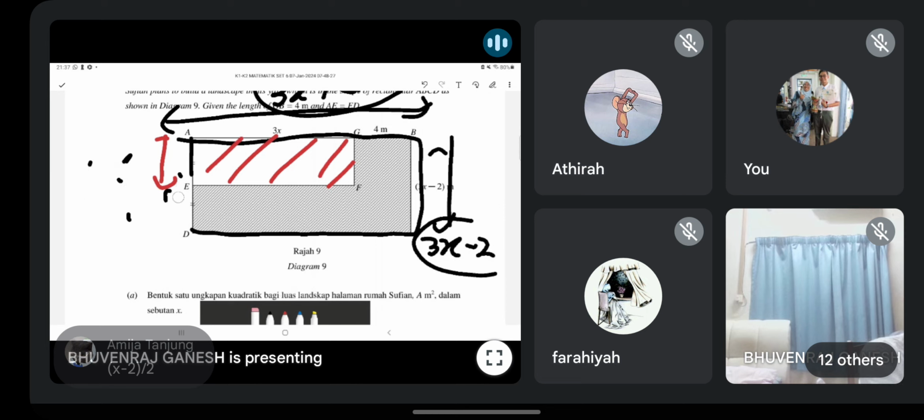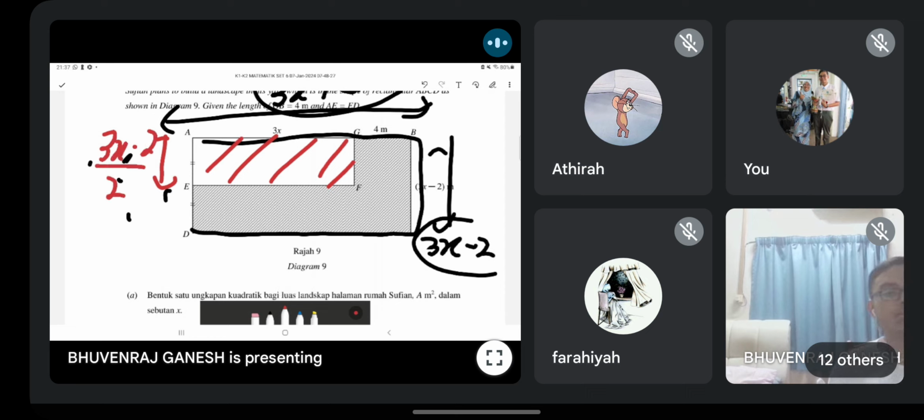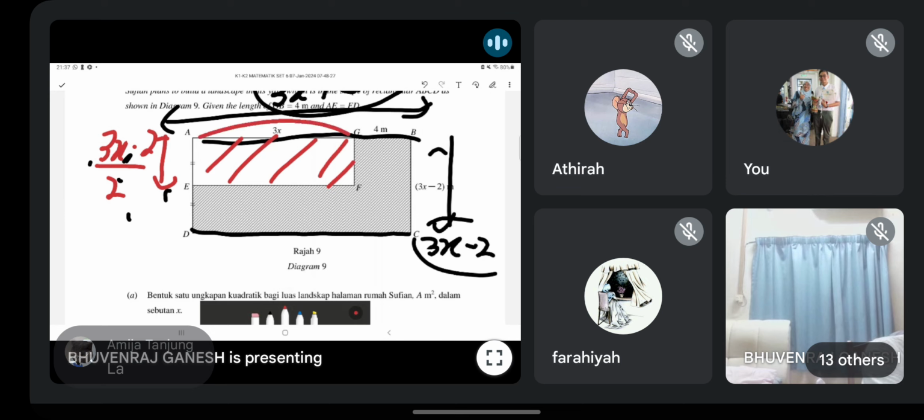Yes, bagi 2. Because kamu nampak simbol sama dengan. Okay, means it's equal. 3x minus 2 bahagi 2. Okay, itu jawapan. Sorry ya, this one got 3 kat depan. Okay, that's why 3x minus 2 bahagi 2. Okay, jadi kamu cari luas yang ni.